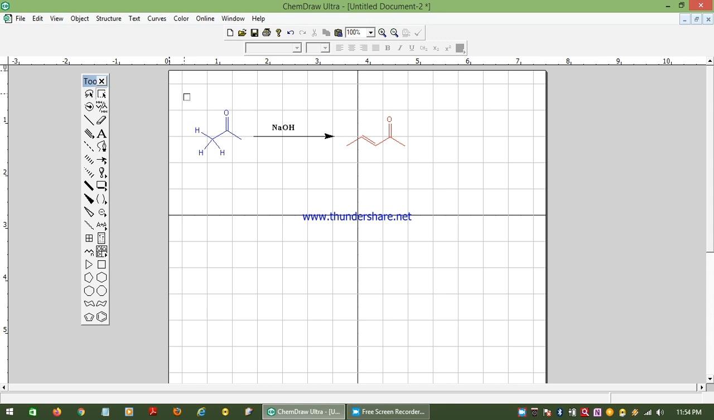By using this software, we will come to know different physical and chemical properties of that particular molecule, and we will also be able to predict H1 and C13 NMR.